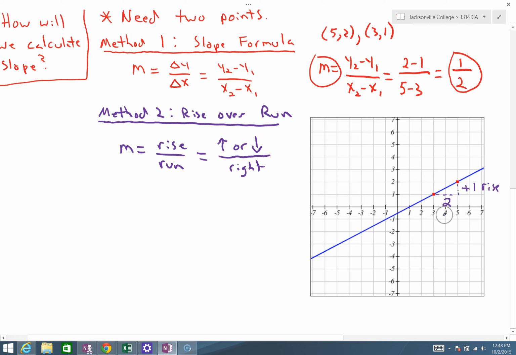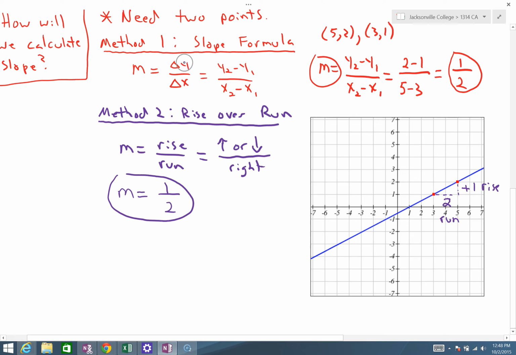This right movement is my run. So I have my rise over my run. In this case, the rise is 1 and the run is 2. So again, I see that my slope is 1/2. It jives with my using of the slope formula. And you can see this rise over run is really the same as the slope formula.